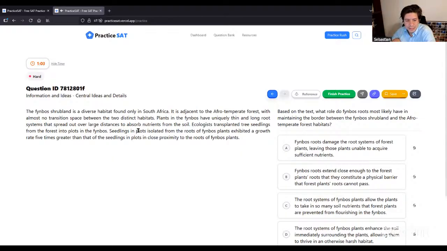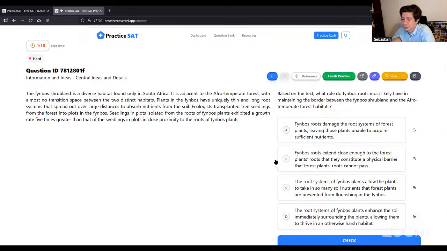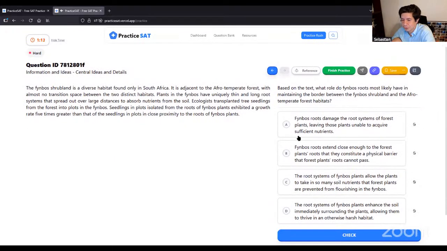So we're told that the seedlings without the Fynbos plants grow much more than the seedlings with it. Roots damage the root system of forest plants, leaving those plants unable to acquire sufficient nutrients, maybe. They constitute a physical barrier that forest plants cannot pass. The root system of Fynbos plants allows the plants to take in so many soil nutrients that forest plants are prevented from flourishing in the Fynbos. The root systems of Fynbos plants enhance the soil immediately surrounding plants, allowing them to thrive in an otherwise nice environment. It's definitely not D.